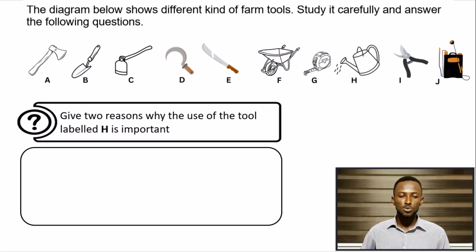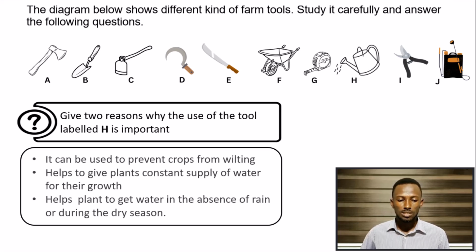Now we have to give 2 reasons why the use of tool label H is important. Tool label H. Why is the use important? Basically, it's just asking us to state the use of it. So here are some of the uses that appear on the screen. You can pause the video to have a quick look at them. This actually brings us to the end of this lesson.